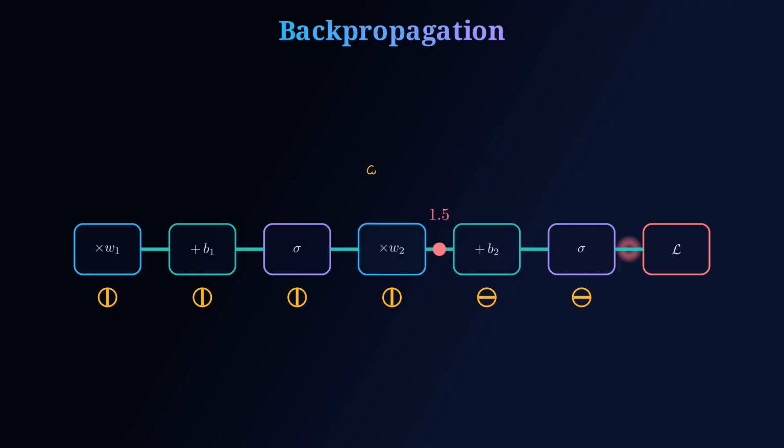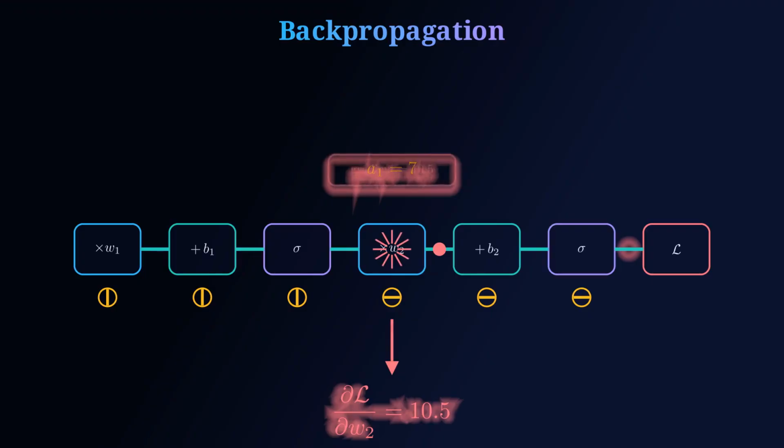Now the second multiply node, and this is where a weight's gradient is born. The output was weight 2 times the incoming activation. Its sensitivity to the weight is that activation, 7. So the gradient of the loss with respect to weight 2 is the error, 1.5 times 7. 1.5 times 7 is 10.5. That is a concrete gradient for weight 2. It tells us the loss is quite sensitive to that weight right now, and in which direction to move it.